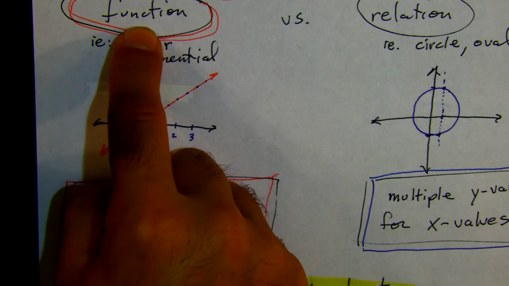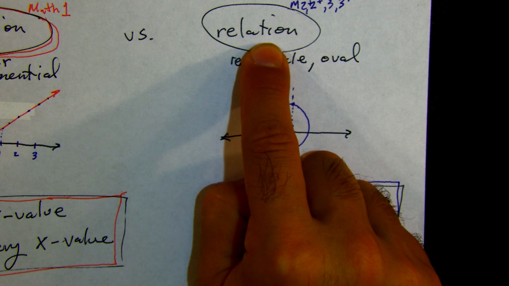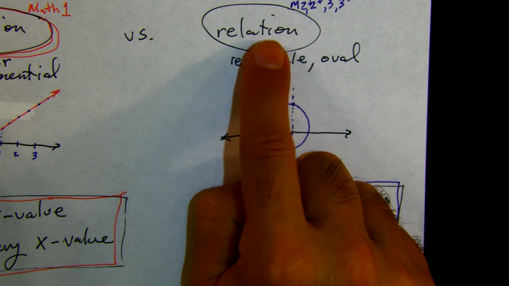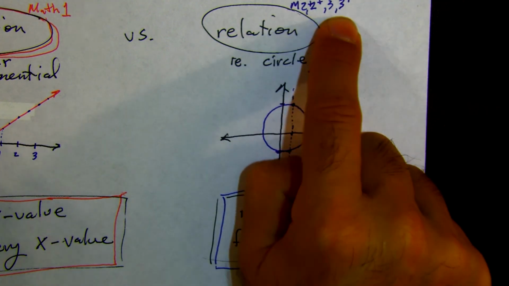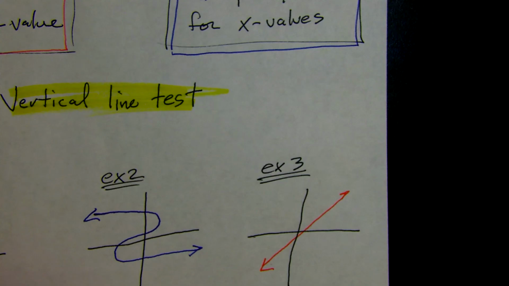Have you heard the word function before, though? You've heard the word function, right? Have you heard that in math there was something called a relation? Not really, right? Maybe you have, but it's not like a key term you've heard. So a relation is something new, and it is going to be later on in other math classes. Today, and for Math 1, we're talking about functions.